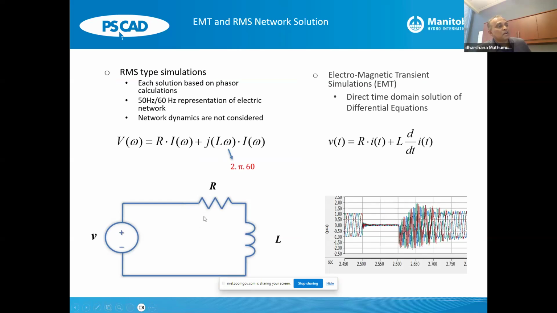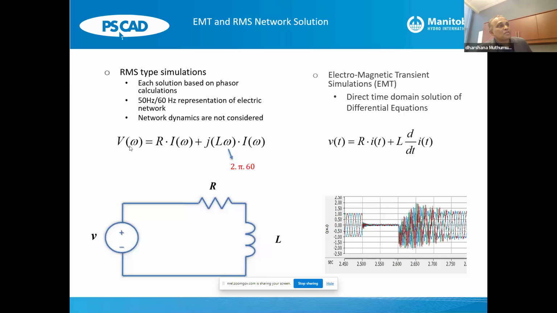Once again, if you have an LR circuit of this nature, the voltage equation would be V equals IR plus L di by dt. So that would be the EMT solution. Whereas in RMS, the network part, again, not the dynamic devices, which are handled differently, is approximated by a phasor equation. So the differential equation in EMT is a phasor equation in RMS.